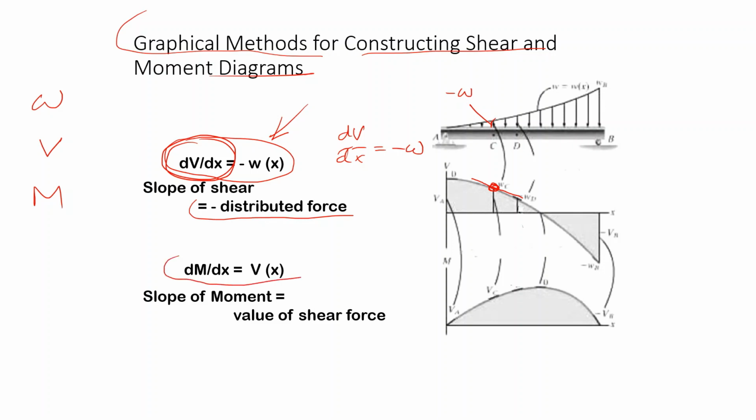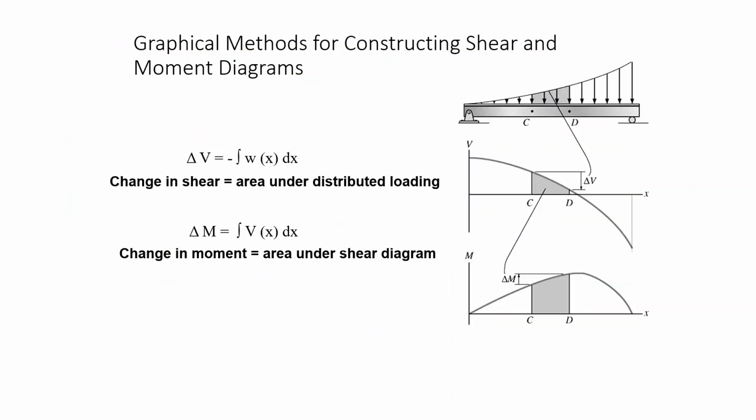Next, the slope of the moment diagram. Let's take the same point, and this is my slope, and this slope is equal to the value of V at the same point. You see, if you move along the moment diagram, let's come to this maximum point. Here the slope is 0, as can be seen on the shear force. These are very useful relations.